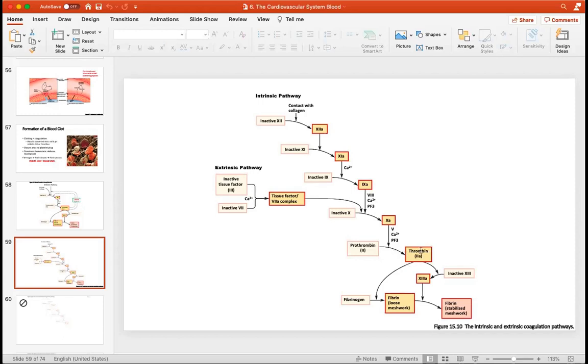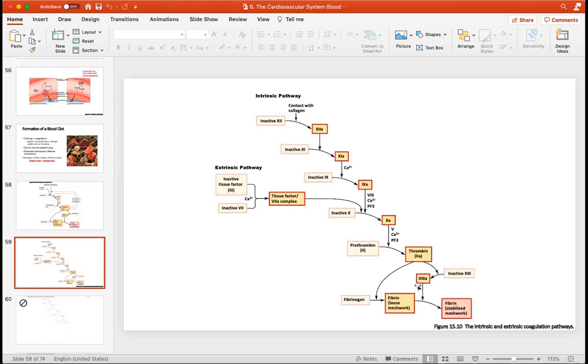Then we go from thrombin. Thrombin has 3 main roles. So we talked at length about this. The 3 roles of thrombin are 1, activating fibrin, so fibrinogen to fibrin. 2, activating 13 to 13A. And in activating 13A is really important because 13A is what creates that stable fibrin clot, that stable meshwork, which is more secure than that initial fibrin loose meshwork.